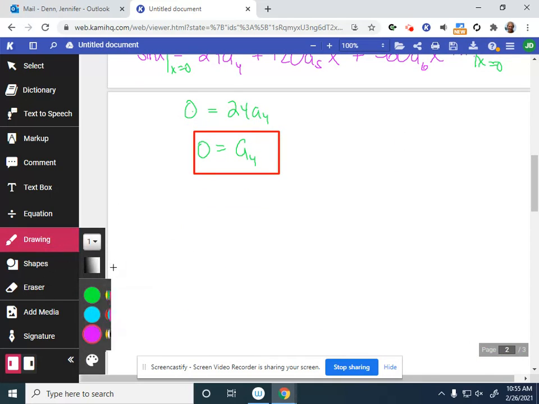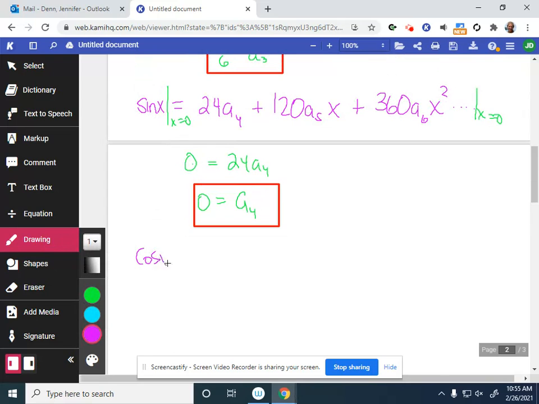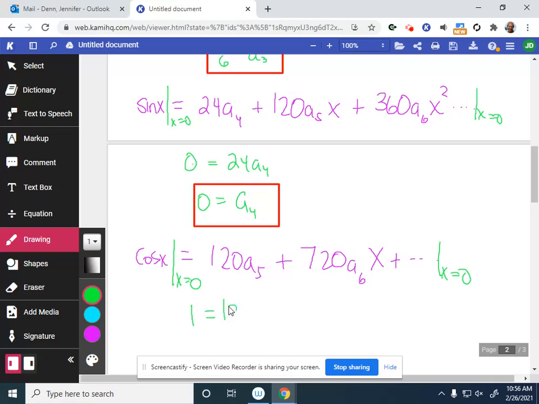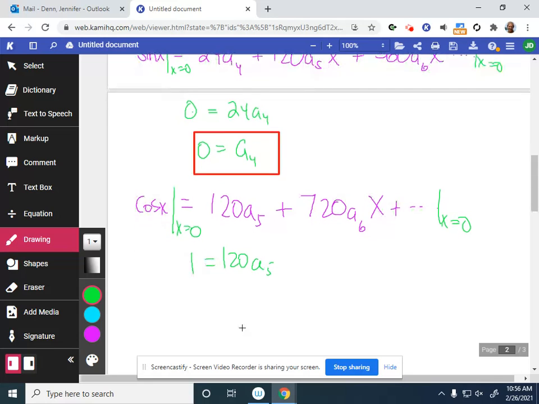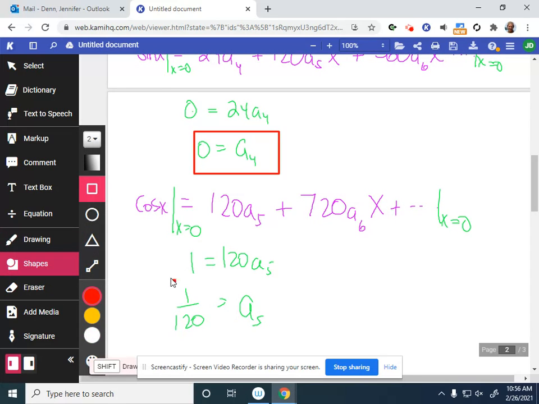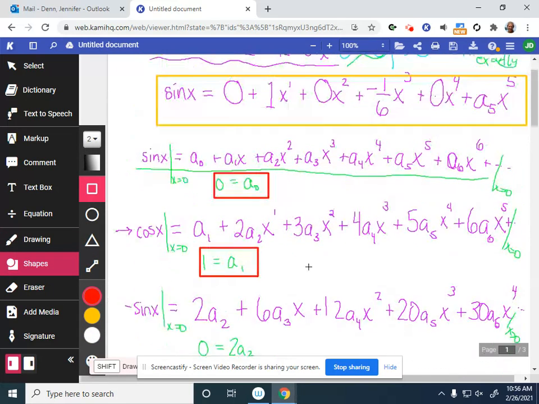So take the derivative again. Cosine of x equals 0 plus 120 a to the 5th plus 720a sub 6 x plus blah, blah, blah. Let's plug 0 into both sides. Cosine of 0 is 1. Plug 0 into here, I get 120a sub 5. So a sub 5 equals 1 over 120. I can go put that in for a sub 5.